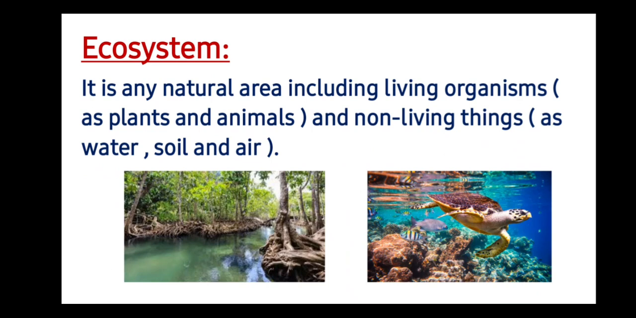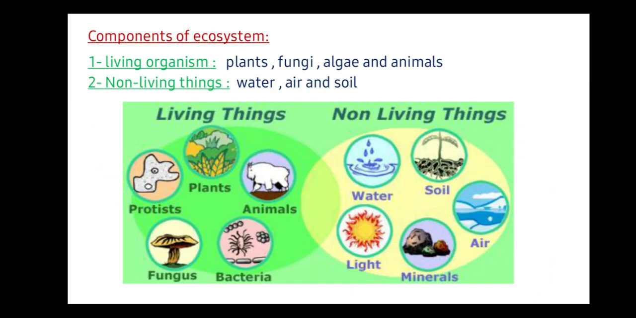So what is the meaning of the ecosystem? Ecosystem is any natural area including living organisms like plants, animals, and humans, and non-living things like water, soil, and air.